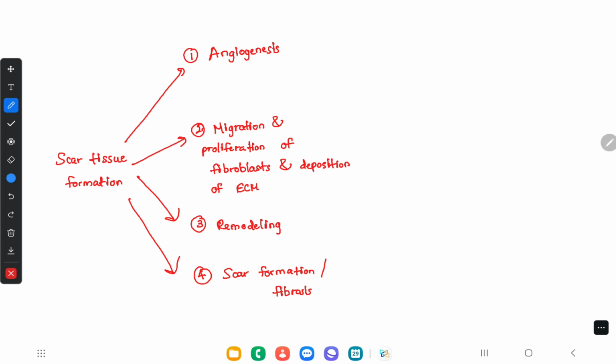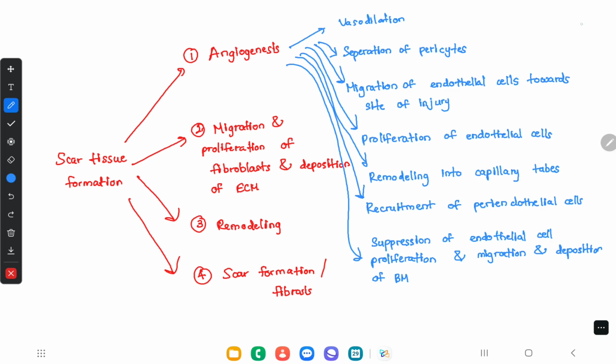Angiogenesis occurs in several steps. Actually, angiogenesis means the process of new blood vessel formation from an existing blood vessel. There are several steps of angiogenesis, and they are vasodilation, which occurs as a response to nitric oxide, and increased permeability, which is induced by vascular endothelial growth factors.